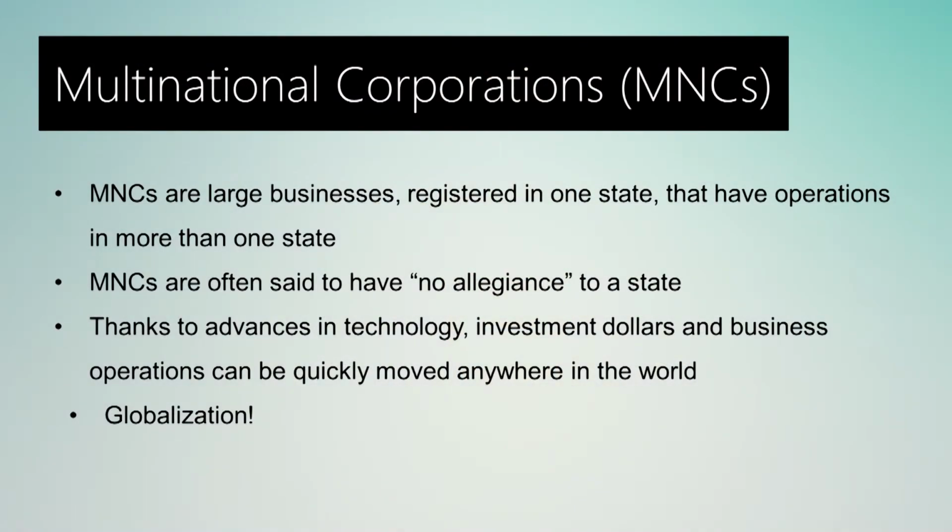The first we have to contend with are multinational corporations, or MNCs. A brief definition is that MNCs are large businesses. They tend to be registered as a legal entity in one state, but they have operations in more than one state. What's unique about them is that they're said to have no allegiance to a state, meaning that they move freely between states looking for the best business opportunities. Thanks to advances in technology, investment dollars and business operations can be quickly moved around the world. And in some ways, this is actually the main definition of globalization: the ability to move people, money, and ideas faster than ever.